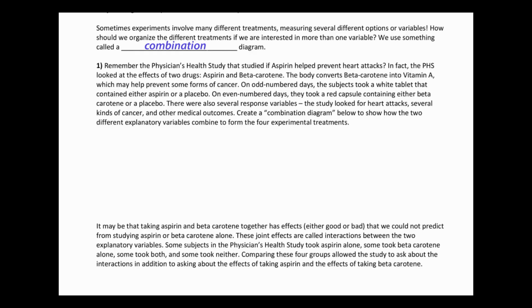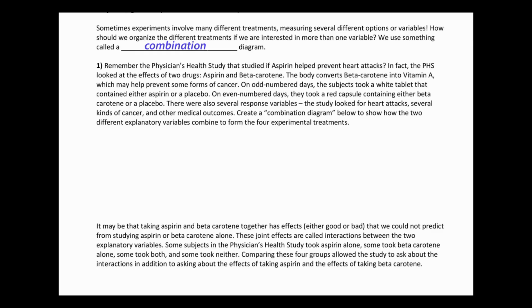Number one, I hope that you guys remember that Physicians' Health Study from the other video from earlier in the chapter. That Physicians' Health Study studied if aspirin could help prevent heart attacks. And in fact, the PHS looked at the effect of two drugs, actually, aspirin and then beta-carotene. The body converts beta-carotene into vitamin A, which could maybe prevent some forms of cancer. Now, on odd number days, the subjects took a white tablet that contained either aspirin or a placebo. On even number days, they took a red capsule containing either beta-carotene or the placebo of beta-carotene.